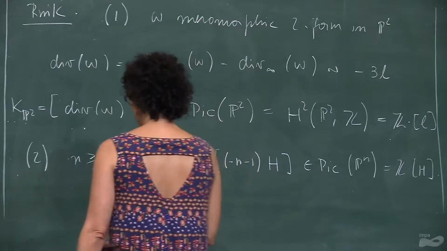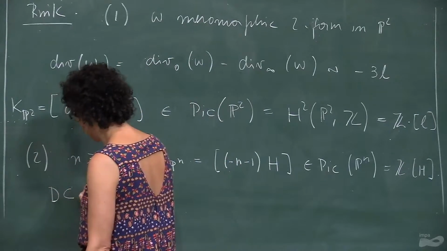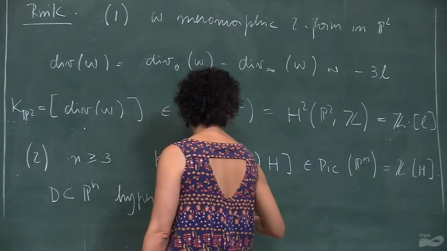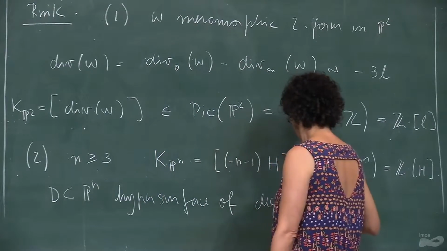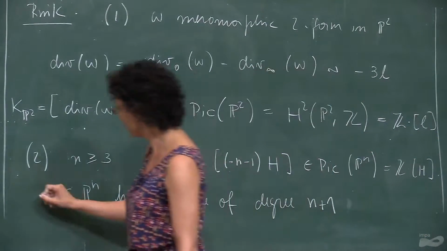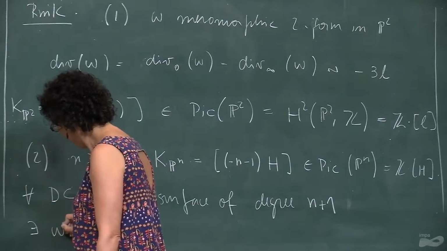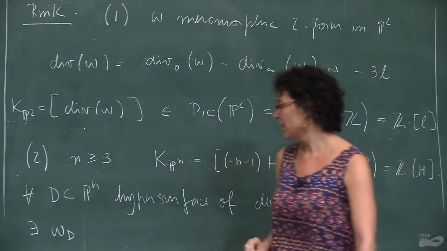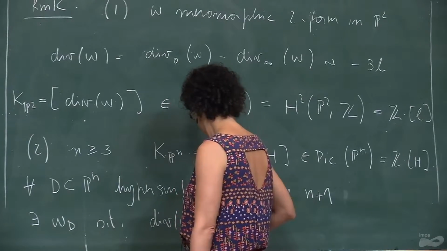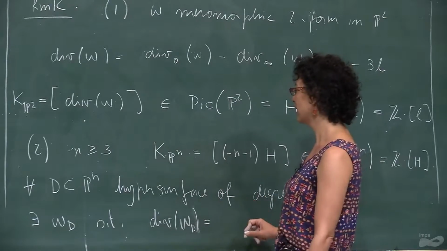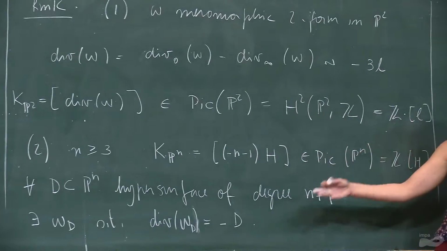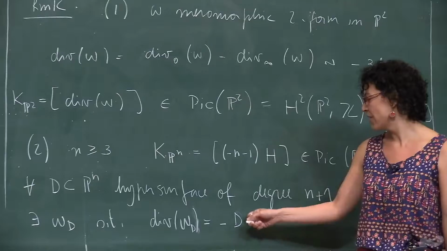So let me just add the remark that if I start with any D in Pn, a hypersurface of degree n plus 1, so for every hypersurface, I can cook up a meromorphic form omega D such that the divisor of omega D is precisely minus D. So it does not have zeros along hypersurfaces, and all the poles are along D.